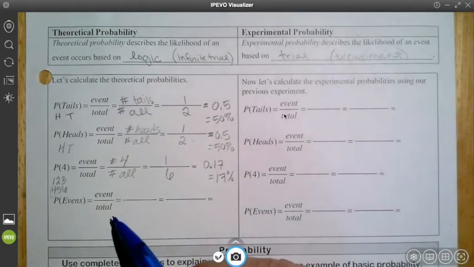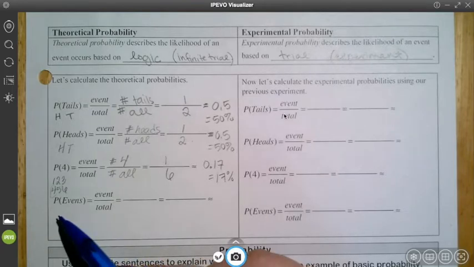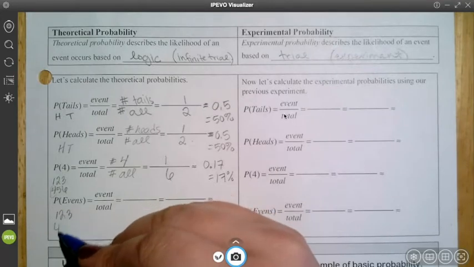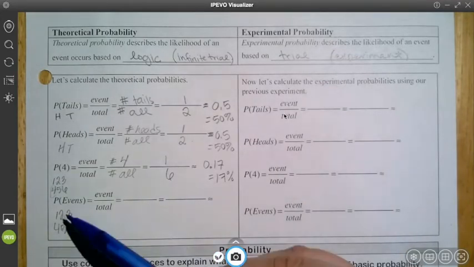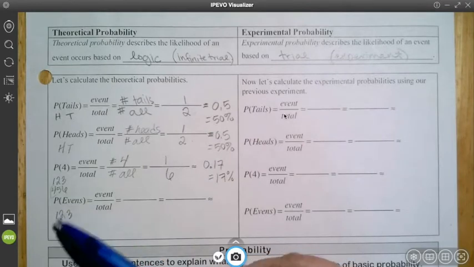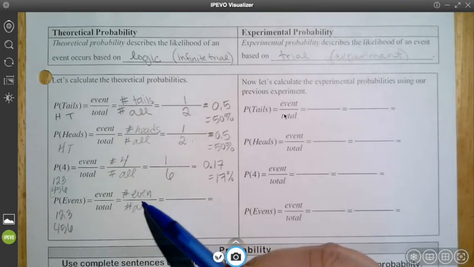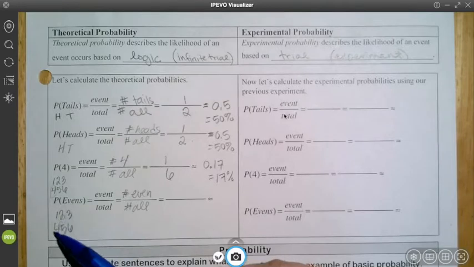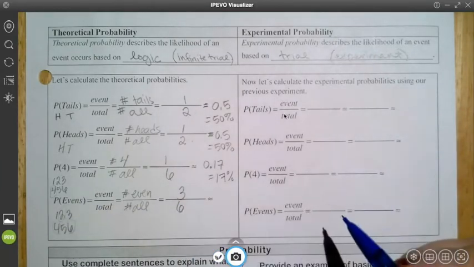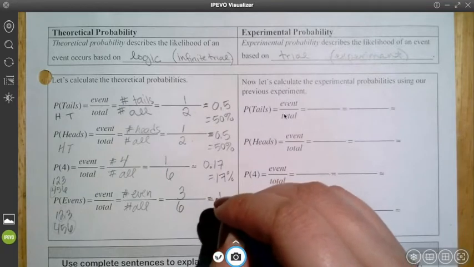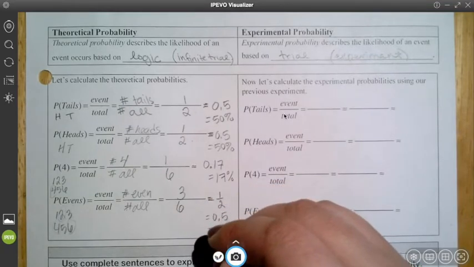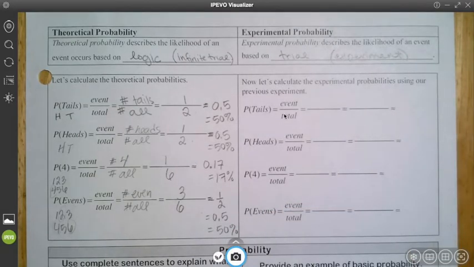And then the last theoretical probability we're going to look at for this section is the probability that we will roll an even number. So we have 1, 2, 3, 4, 5, and 6 as our possible outcomes. Remember, we call that our sample space. We want to know how many of those are even and how many there are all together. Even numbers: 2, 4, and 6. So I have 3 possible outcomes that I want out of 6 total possible outcomes. 3 divided by 6 is equal to 1/2, which is equal to 0.5, which is equal to 50%.